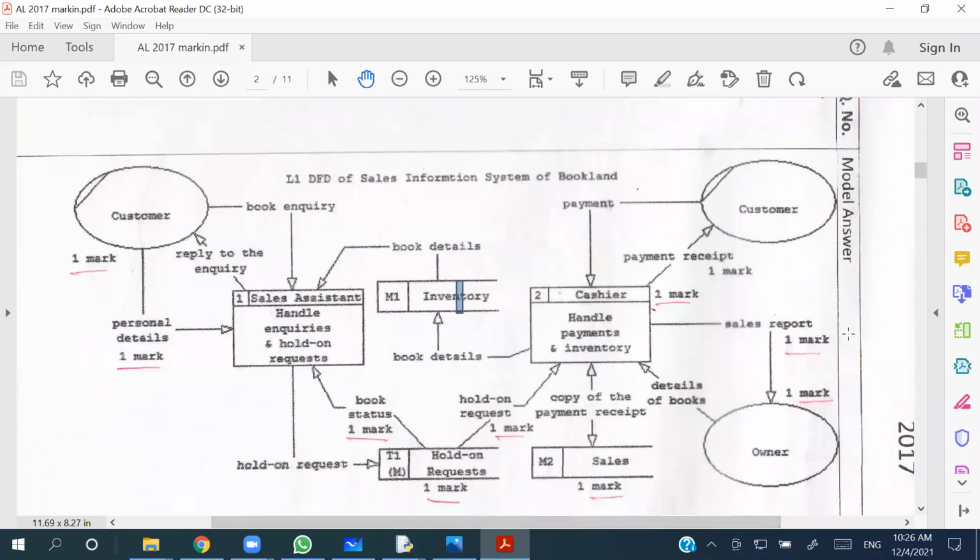Right, so here are the things that they have given the marks for: saying customer, 1 mark; personal details, 1 mark; and book status, 1 mark. Saying hold on requests, 1 mark. Saying sales, 1 mark. Writing about the cashier, 1 mark. And sales report, 1 mark. Payment received, 1 mark. Recognizing the owner, 1 mark. So is it 10?